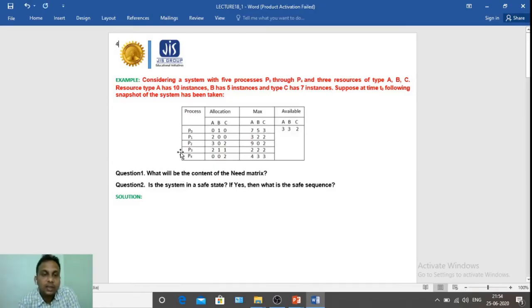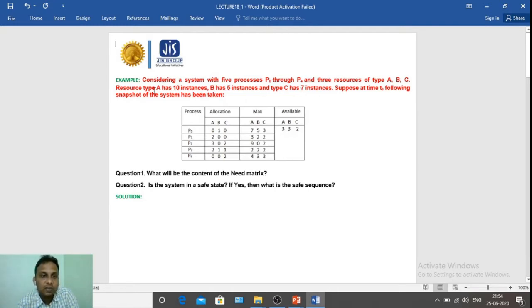So you can see that there is a problem of Banker's algorithm. This is a very important topic. In your semester exam, you will definitely get a problem on Banker's algorithm. So what is the problem? Consider a system with 5 processes, as you can see, P0 to P4, and 3 resource types A, B, C. Type A has 10 instances, B has 5 instances, and type C has 7 instances.